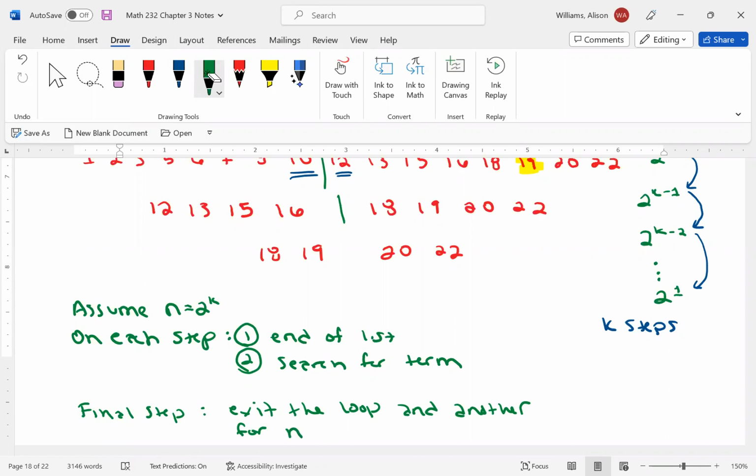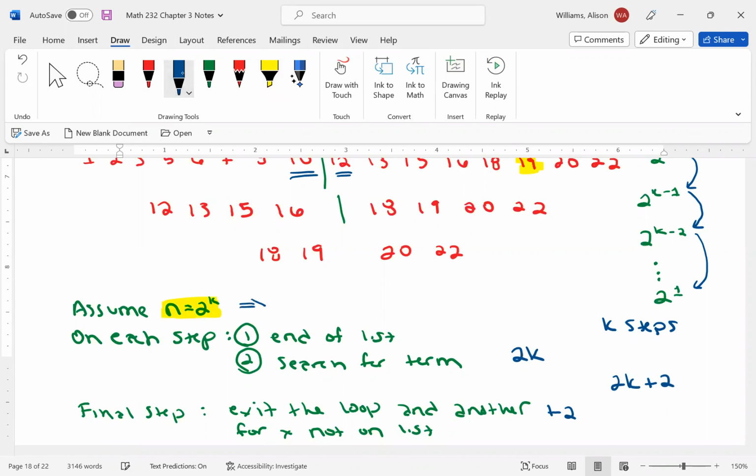Not on list. So, not being able to find the term we're searching for. Since we have k steps, and there are 2 steps every time, that's 2k. And this is an additional 2 steps at the very end. So we have 2k plus 2. Now, that's not the final answer because k is something we introduced when we said let n equal 2 to the k.